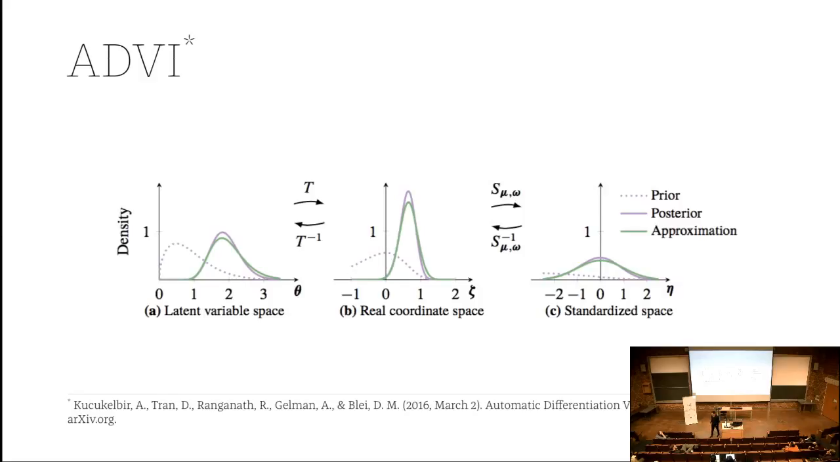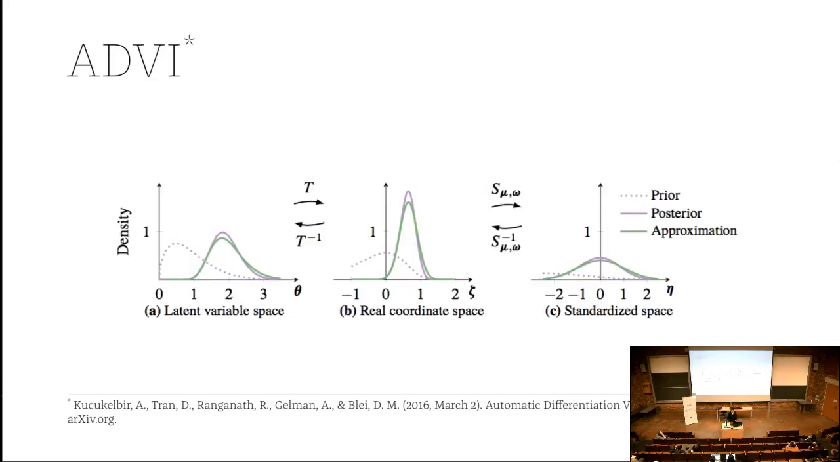The big innovation that allowed this to be applied more generally is an automated version of variational inference. Alp Kucukelbir and company, including Andrew Gelman, developed automatic differentiation variational inference. What it does is use transformation. It essentially transforms your model, no matter what it is, to the real coordinate space and standardizes it, and then just puts normal approximating distributions on it. And this works really, really well.